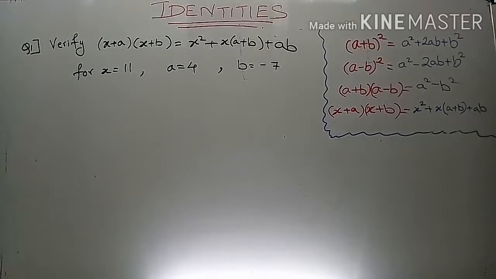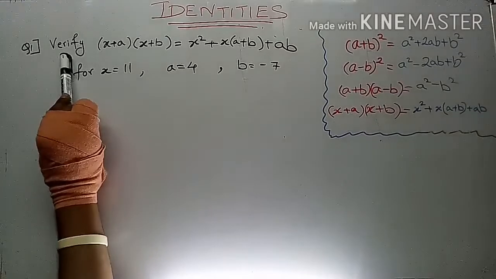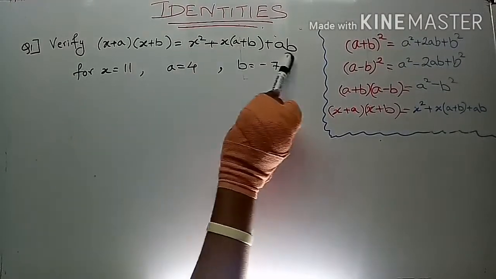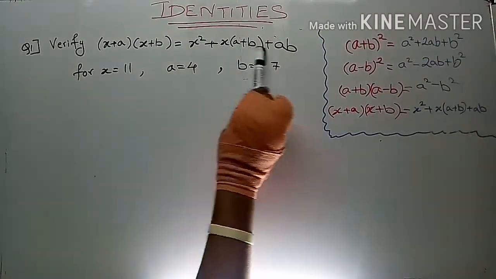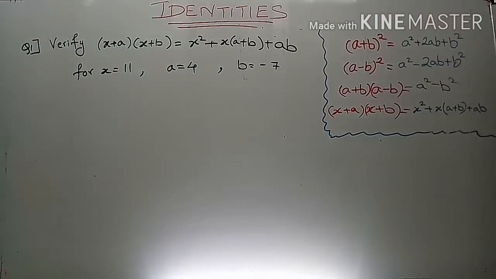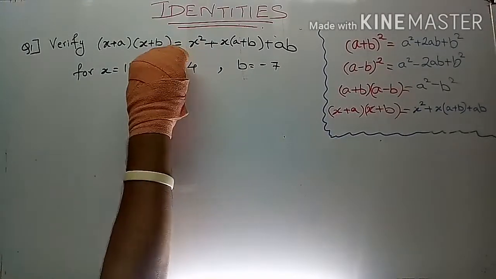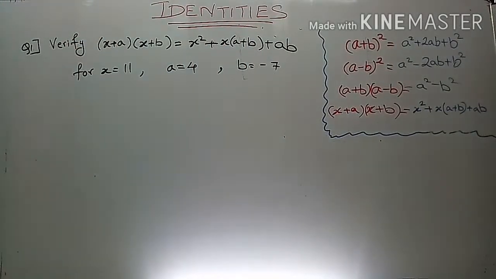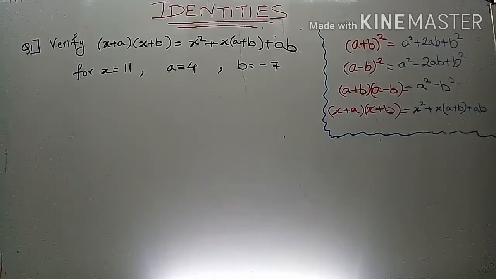So let's look at the first question. As I always say, you need to understand and comprehend the question which is given. Here it says, verify this identity, this standard identity that we have studied or derived. Verify this identity using numbers or the values of these variables. That means you are supposed to substitute the value of x, a and b in both the sides and check whether the left hand side is equal to the right hand side as claimed by the standard identity.